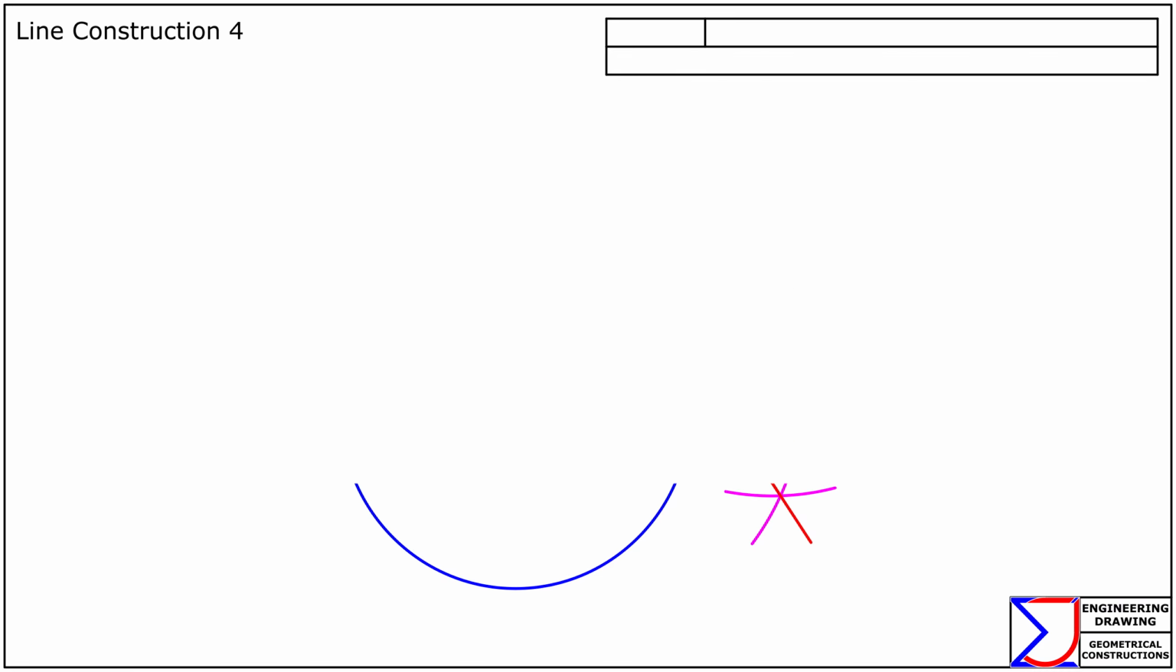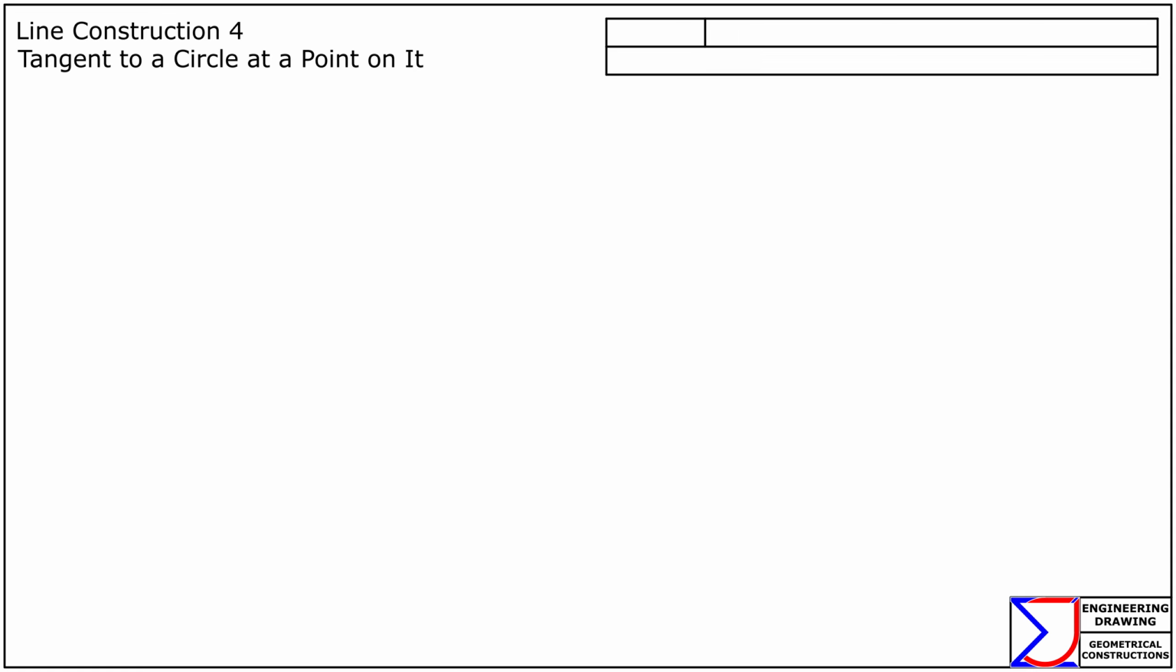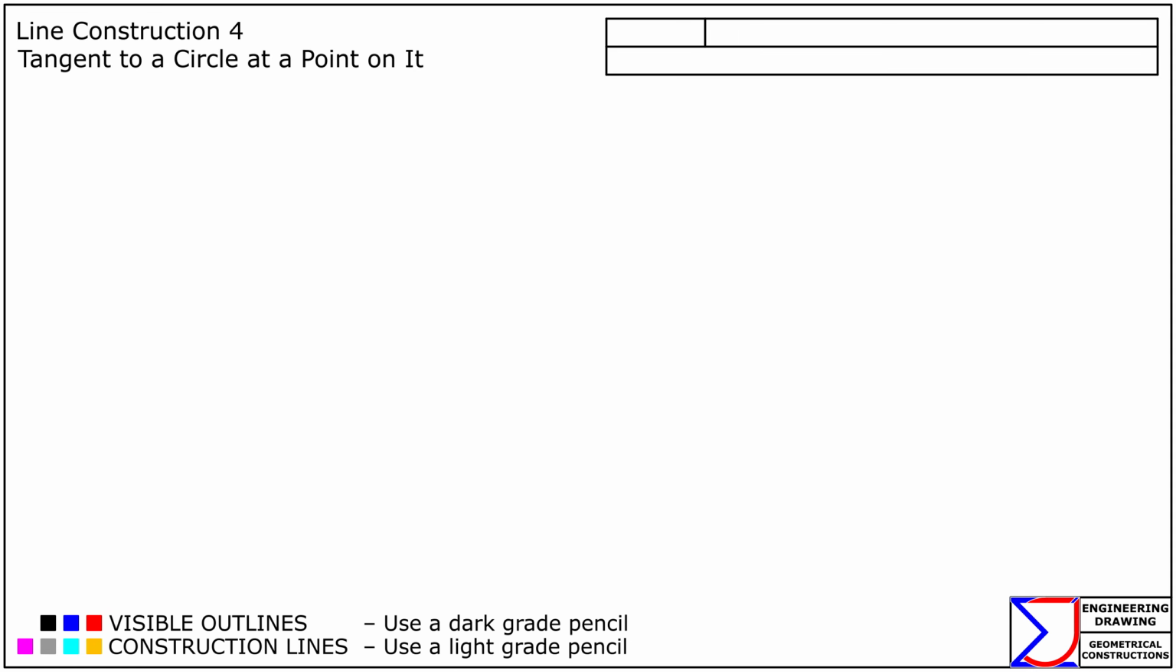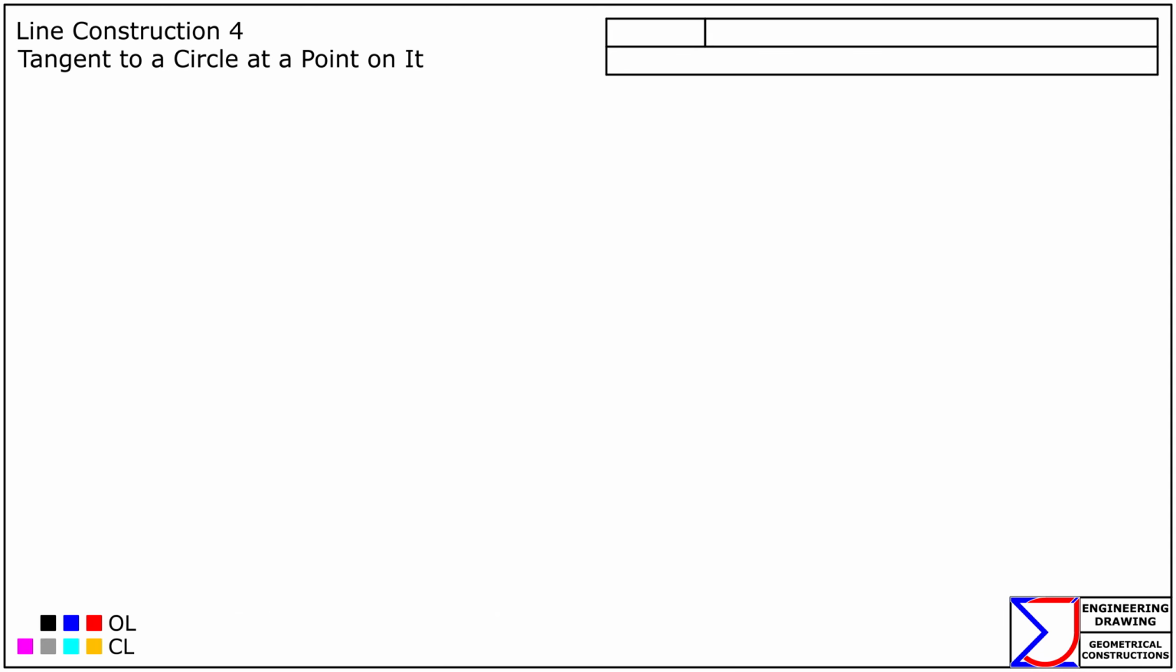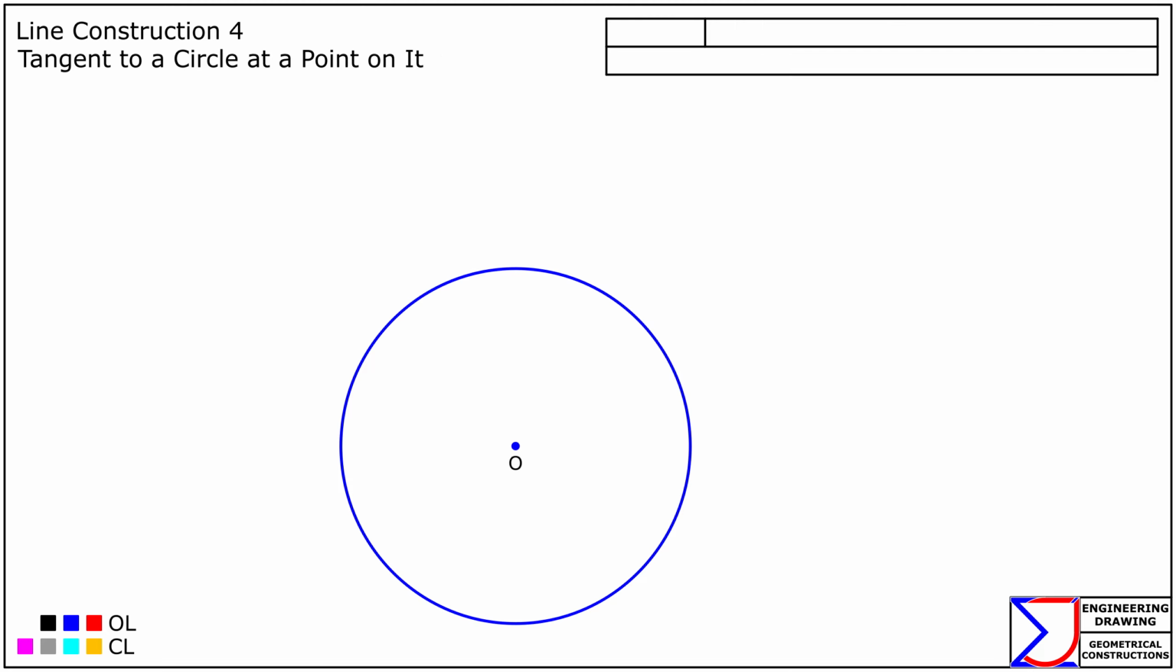Line construction 4. Let's now construct a tangent to a circle at a given point on its circumference. Suppose O is the center of the circle and P is a point on it.